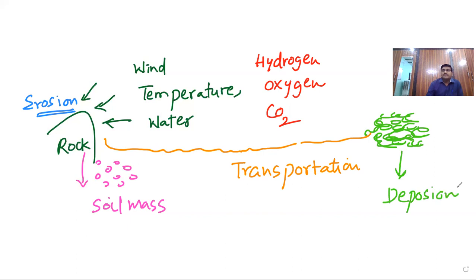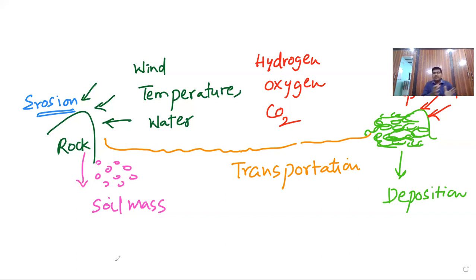Deposition. Again, a rock is formed. Again, after some time it is attacked by the agents. That process is known as upheaval. So this is a natural cycle.